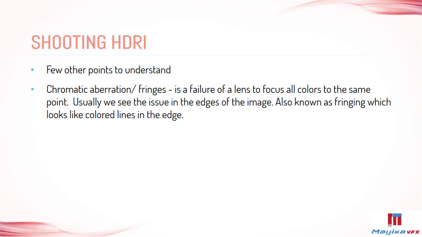Another point to notice or understand is chromatic aberration. It is a failure of the lens to focus all colors to the same point. Usually we see this issue at the edges of the image. Also, as I said, it is based on the requirement, how accurate an image we need.